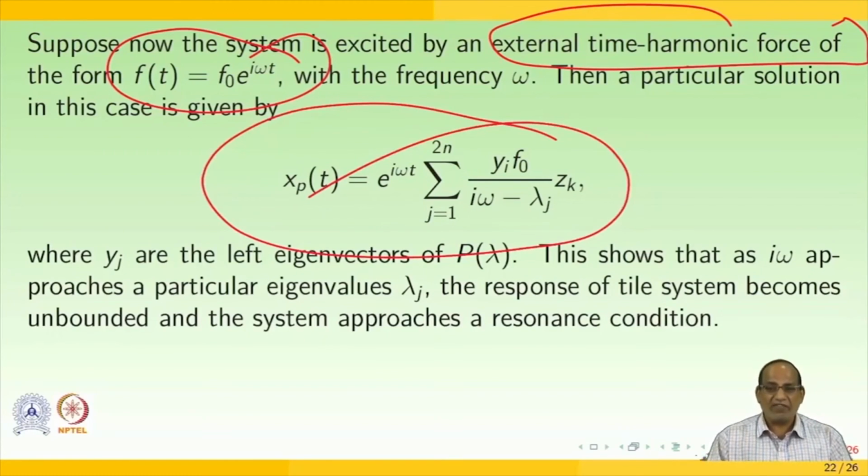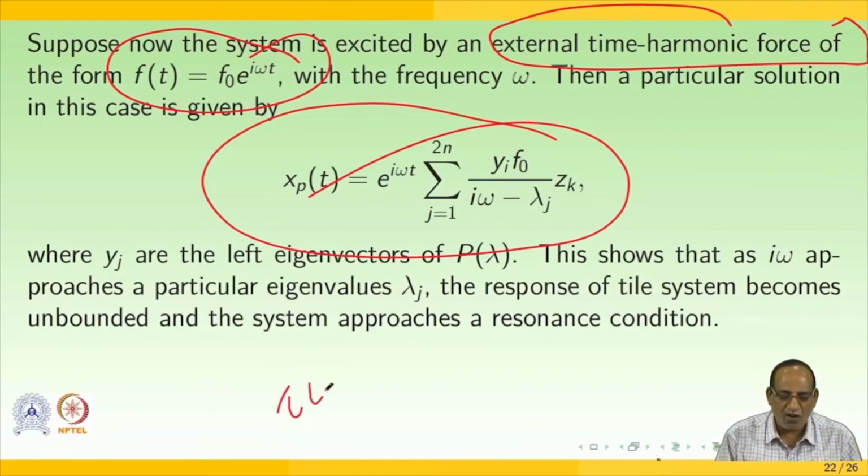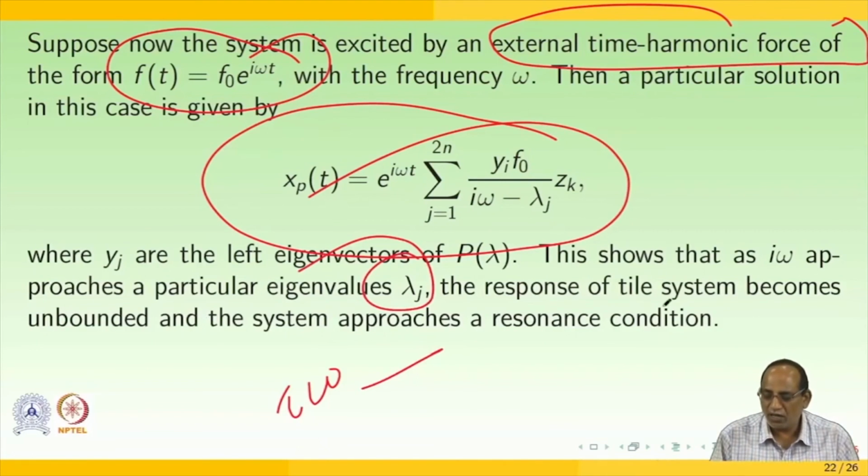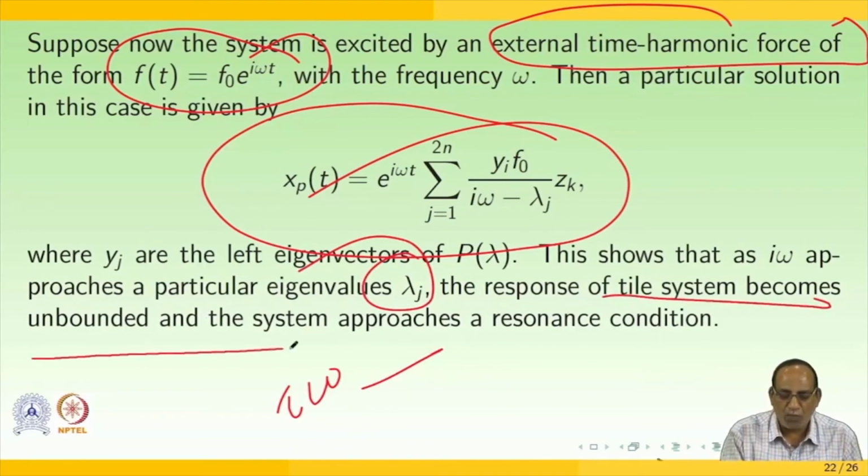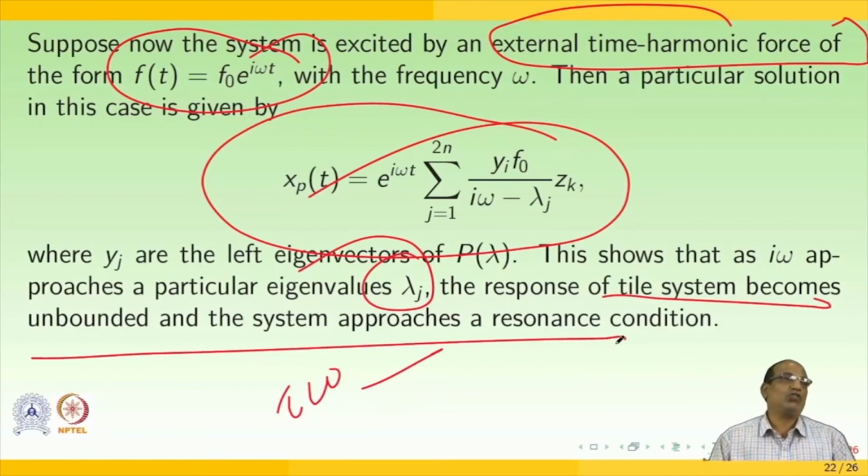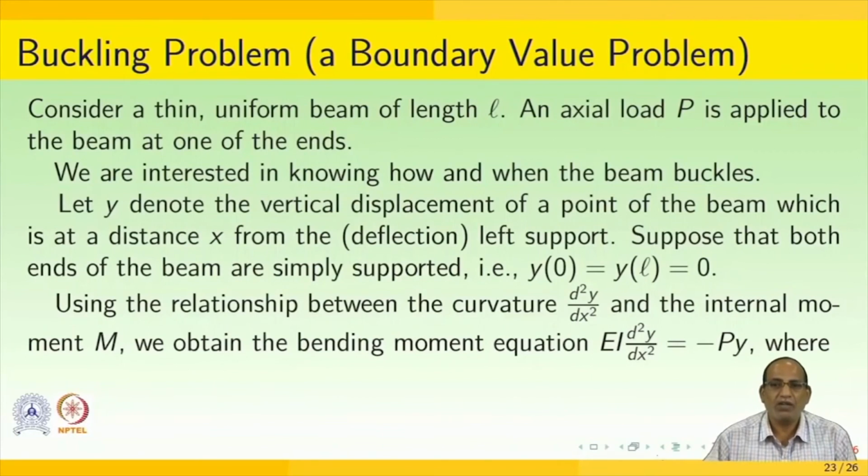Here y_j are the left eigenvectors of P(λ_j). This shows that as iω approaches a value called λ_j, the response of the system becomes unbounded, and the system produces a resonance, which would be unstable.